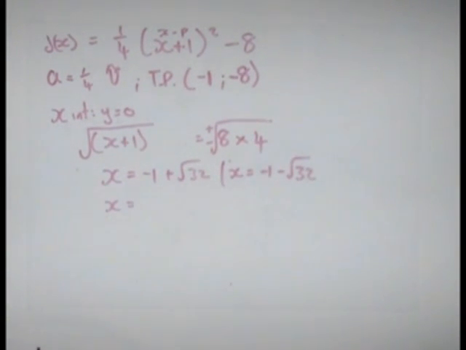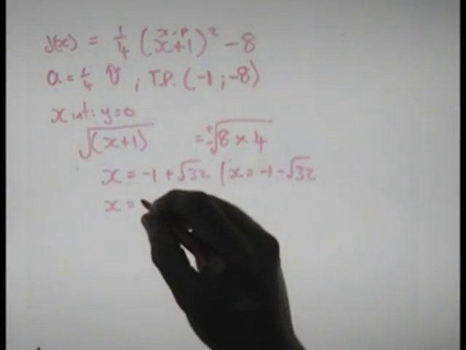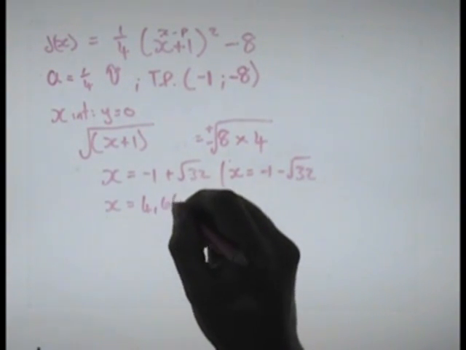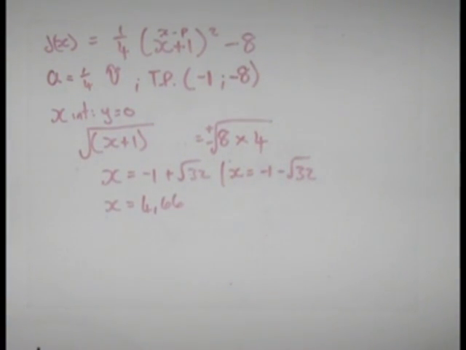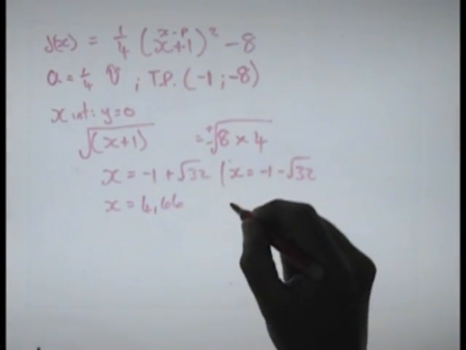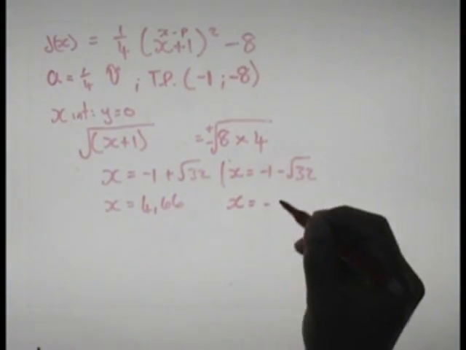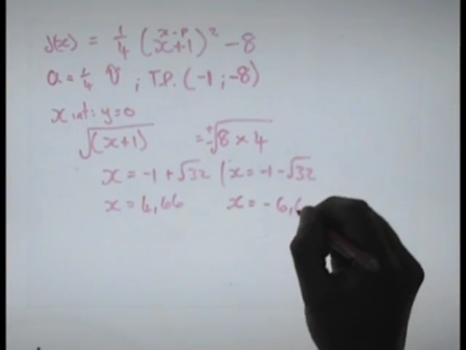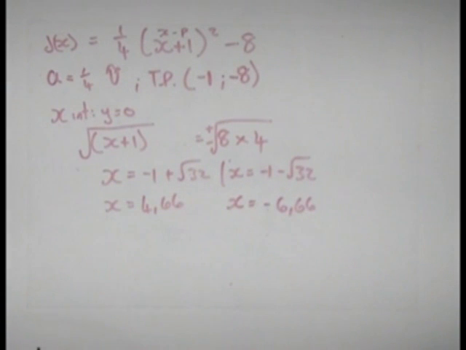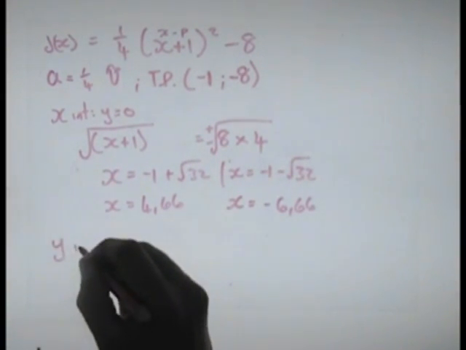You can punch this into a calculator. You don't need to give it to me in simplest surd form. You can just say negative 1 plus square root of 32, which gives me an answer of 4.66. Or if I say minus 1 minus root 32, it means that x is equal to negative 6.66. Then I'm going to look at my y-intercept.